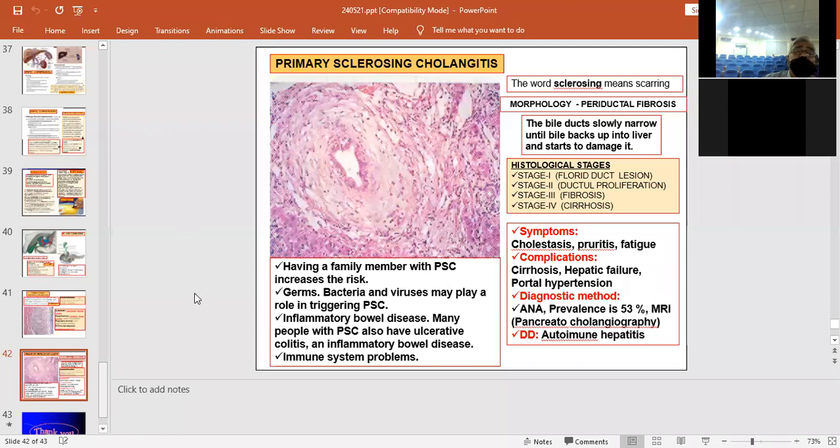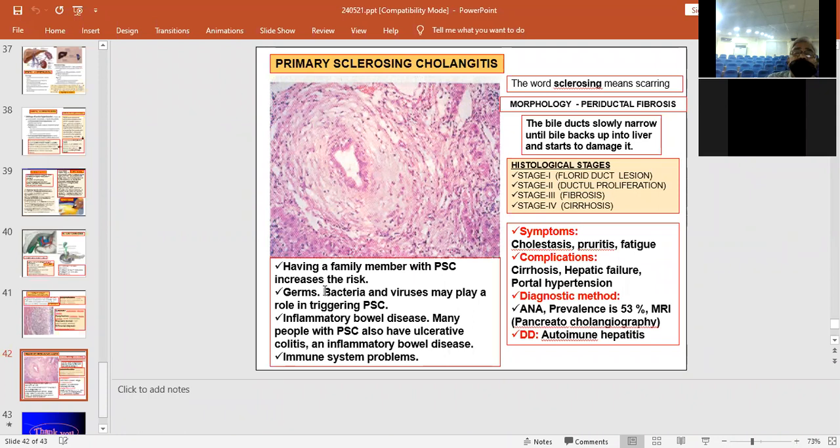So the difference from the previous primary one is that both are autoimmune, but usually in sclerosing cholangitis you have to ask for family history, and you may find sclerosing cholangitis in other family members. So you can say sometimes infections trigger sclerosing cholangitis, whereas it is not the case with primary. There is a close association of inflammatory bowel disease, ulcerative colitis and Crohn's disease, with sclerosing cholangitis. So cases of ulcerative colitis, Crohn's disease, and IBD, what you call inflammatory bowel disease, are at a higher risk of having sclerosing cholangitis.